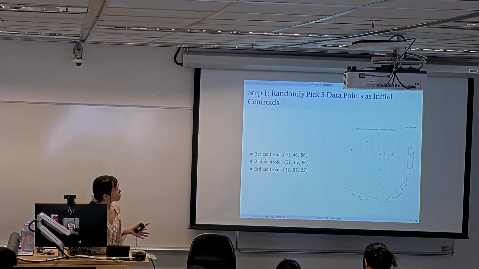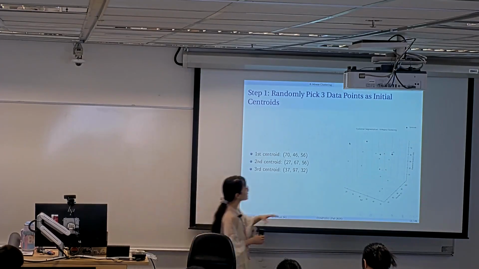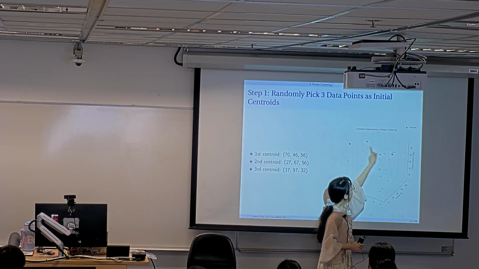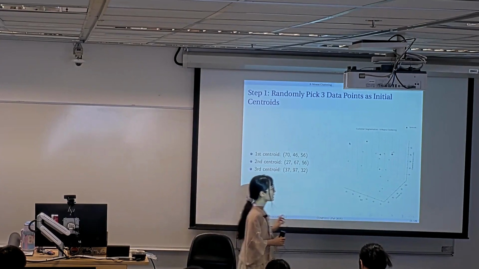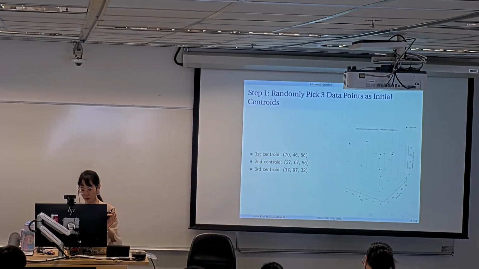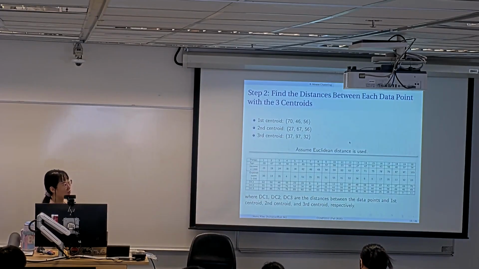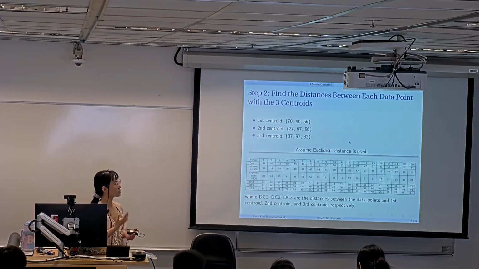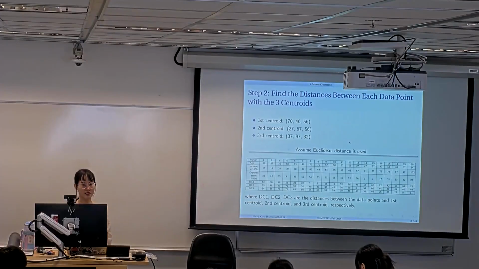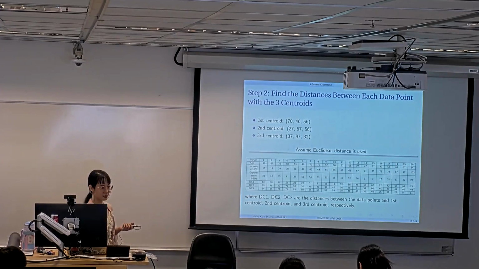we can also try to visualize all the data points here. So note that these 3 solid points are the initial centroids, and all other gray points are just other data points. This is our step 1. Step 2, find the distances between each data point and the 3 centroids. Suppose now we directly apply Euclidean distance. Of course, it's possible that sometimes we should use other distances, but just now assume we use Euclidean distance.